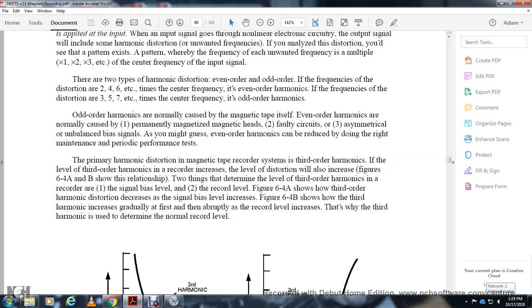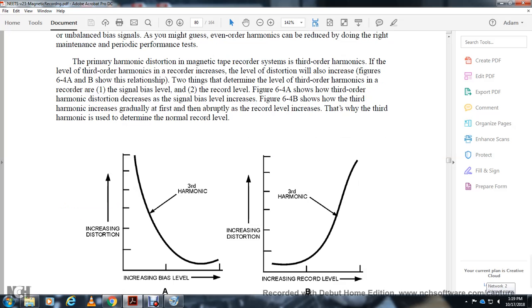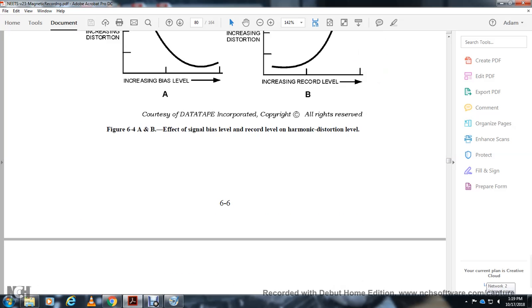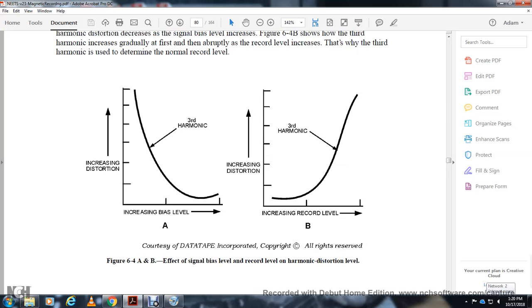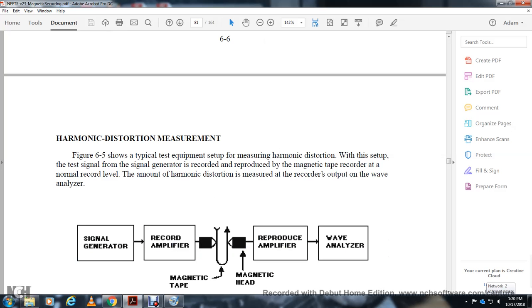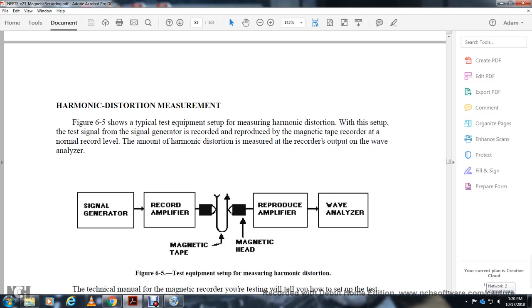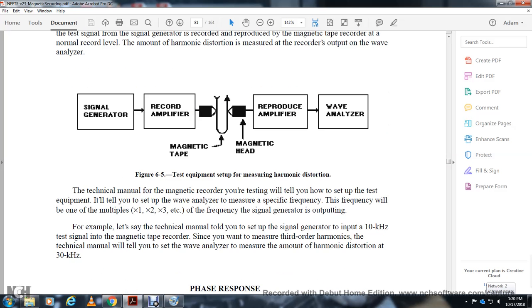In 4B, the third harmonic should increase with the graph as the record level increases. Increasing the recording level should affect the signal at the harmonic distortion level. The specific setup for measuring harmonic distortion uses a test signal generator to the record amplifier, and a wave analyzer technique on the recorder output.